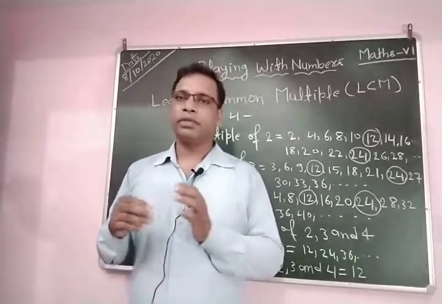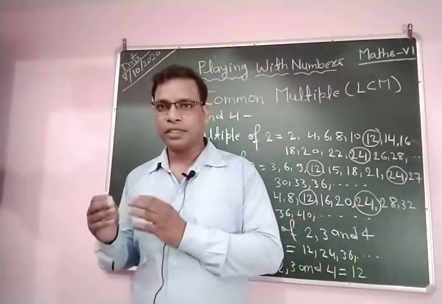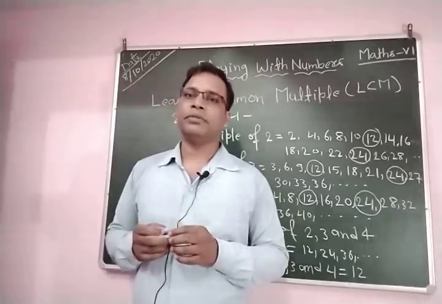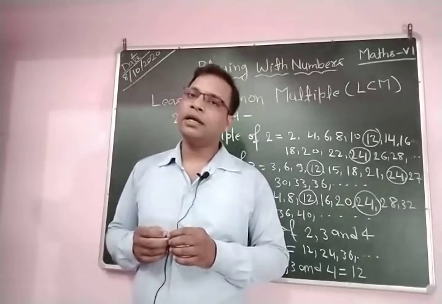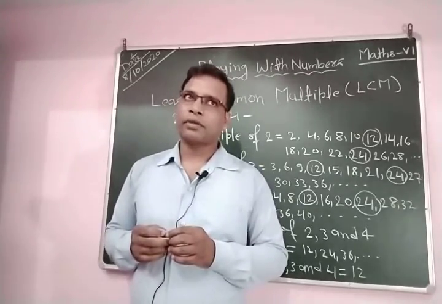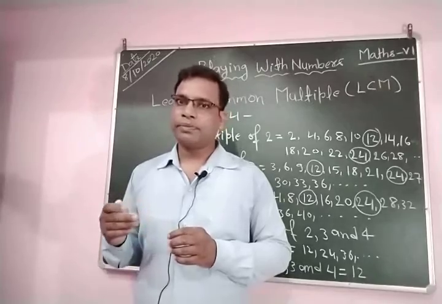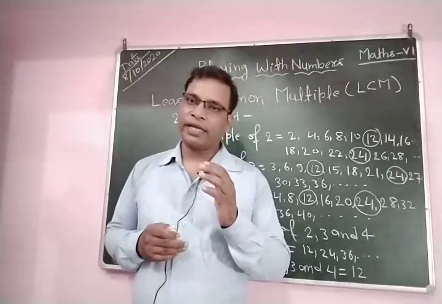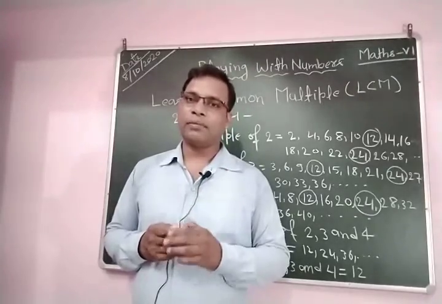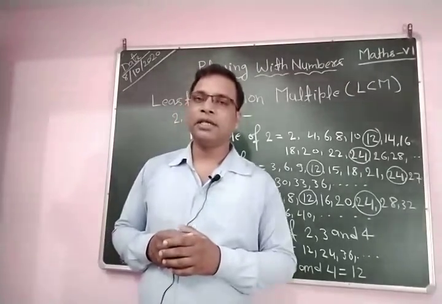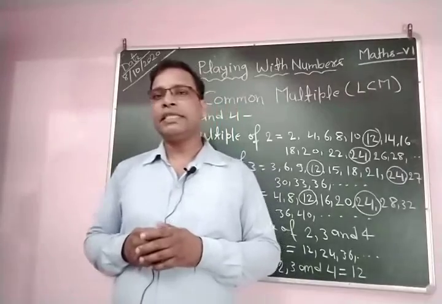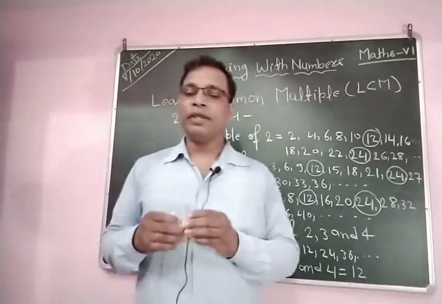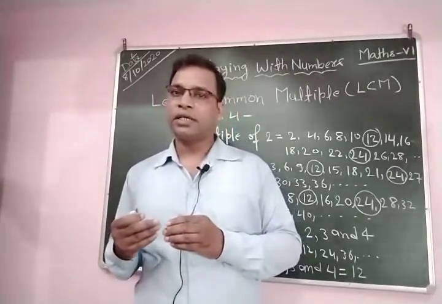If the numbers are big or large, then we face some difficulties in writing their multiples. So we solve this problem by finding the LCM by two methods. The first method is the prime factorization method. In this method, we write the prime factors.